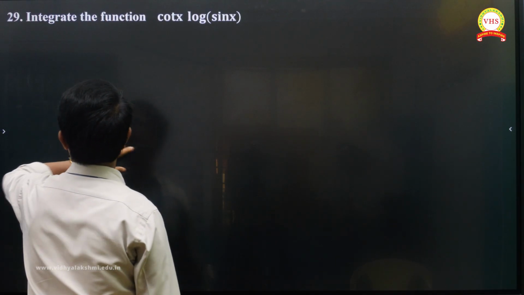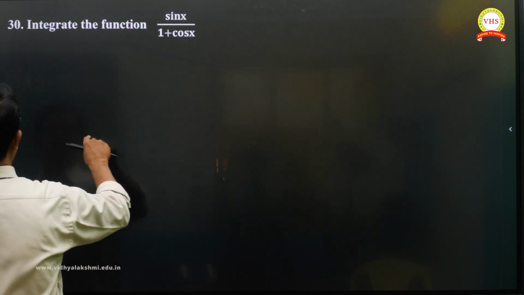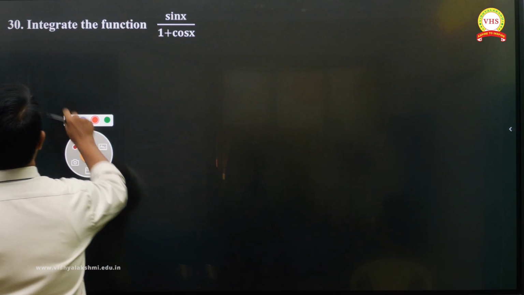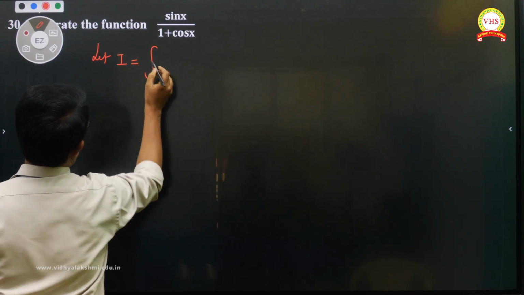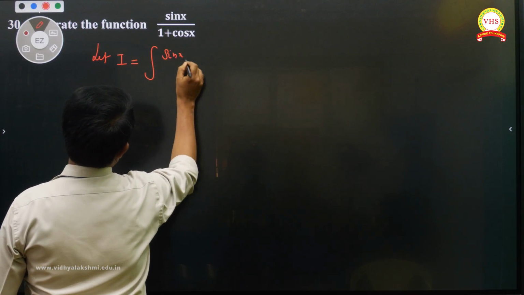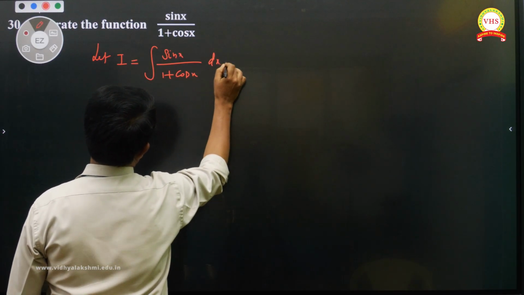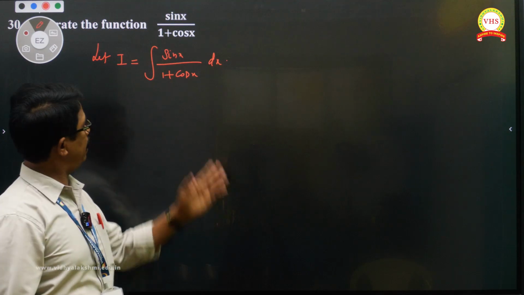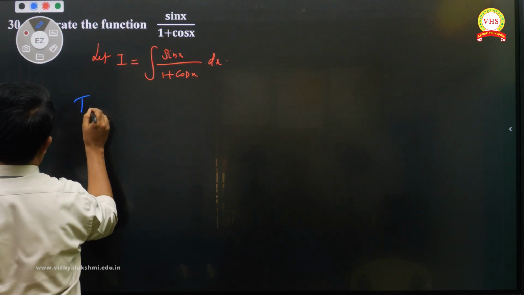Question number 30. What is the 30th one? Sin x by cos x. Same methodology here, this is also the same sum. Now let I equal to integral sin x divided by 1 plus cos x. There is no square root, no inverse, no log. The denominator is different and the numerator is a different function. Now what am I going to take?